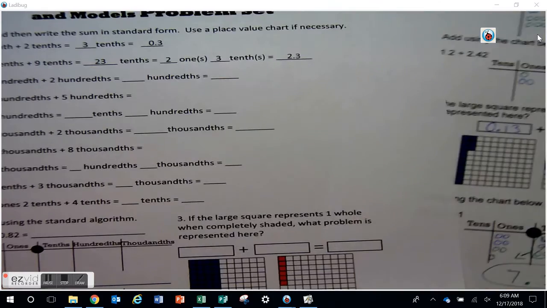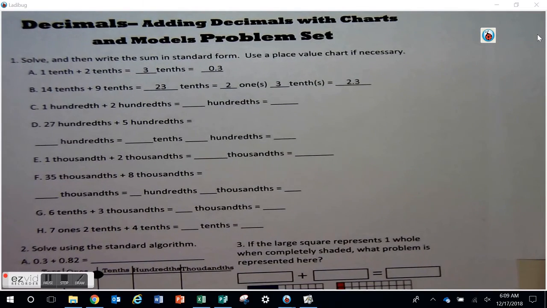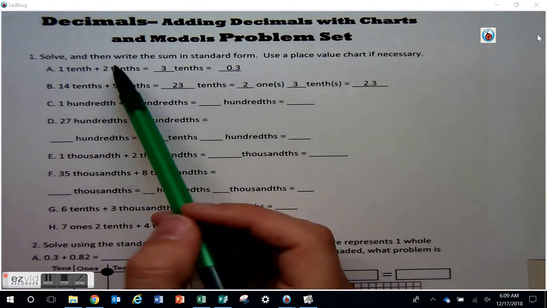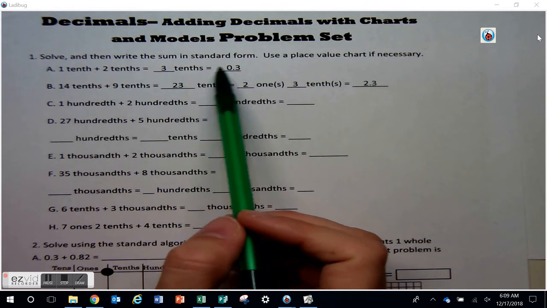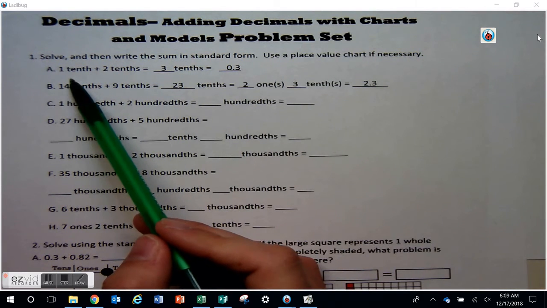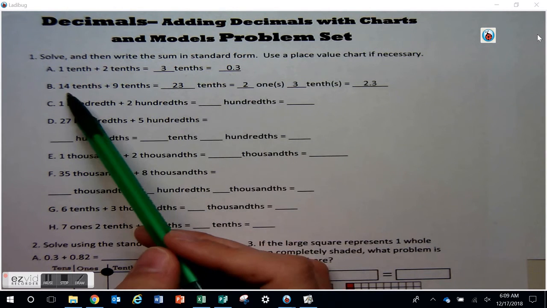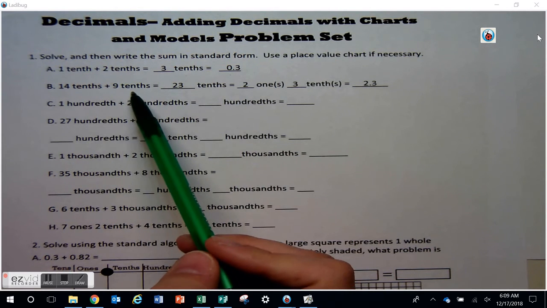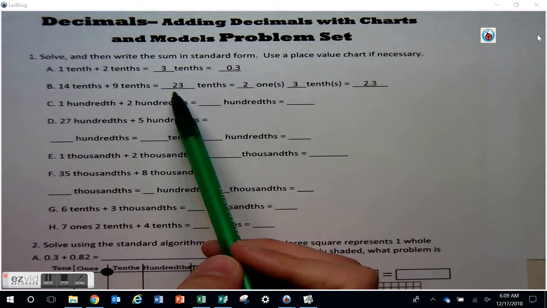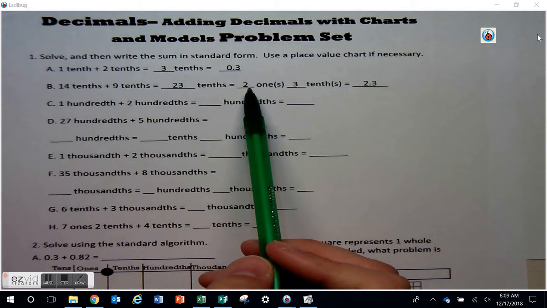Let's go ahead and look at our problem set. Notice here, solve and then write the sum in standard form. Use a place value chart if necessary. 1/10 plus 2/10 equals 3/10. 14/10 plus 19/10 equals 33/10, but that can be regrouped. 30 of those tenths makes 3 ones, and then we're left with 3/10 left over.